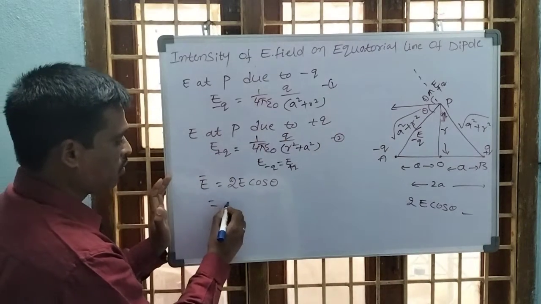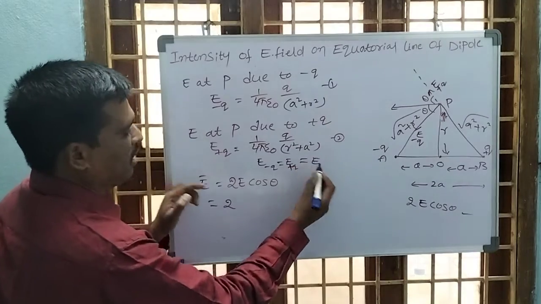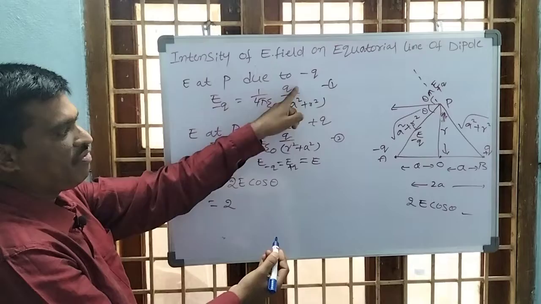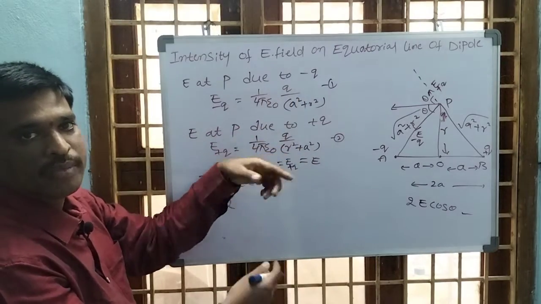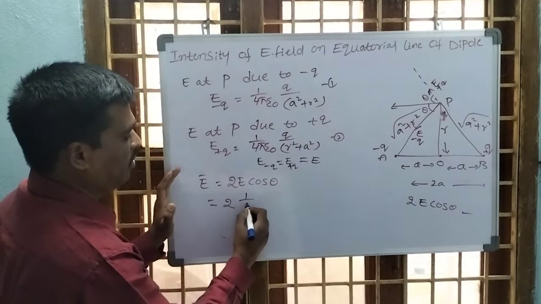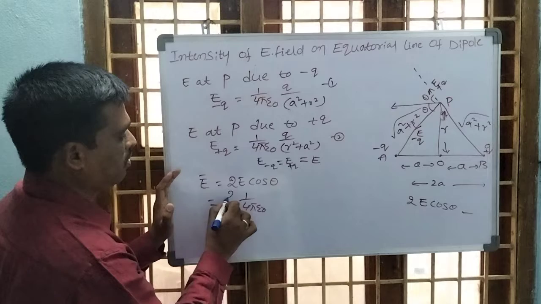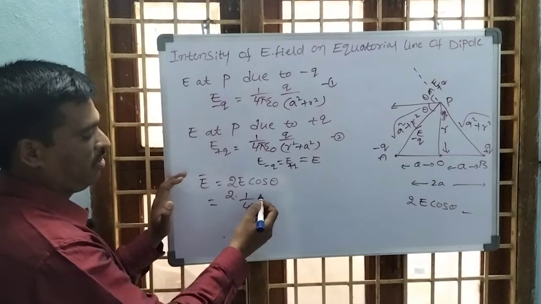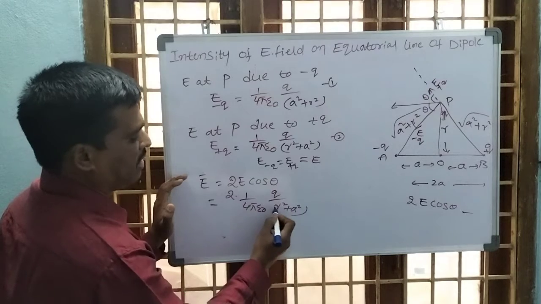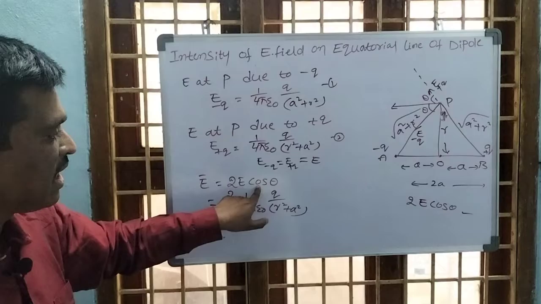Now substitute E. What does E mean here? Same, 2E plus 2E. Because both are the same, we can substitute E plus as 1 by 4 pi epsilon naught into Q by R square plus A square. Okay na? Now how to calculate the cos theta?